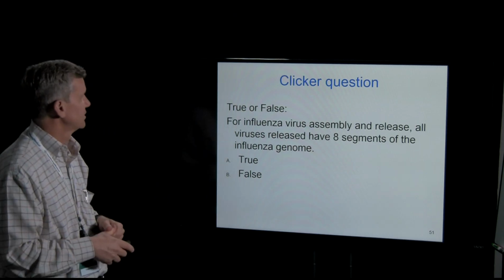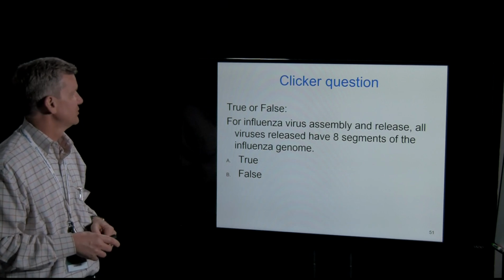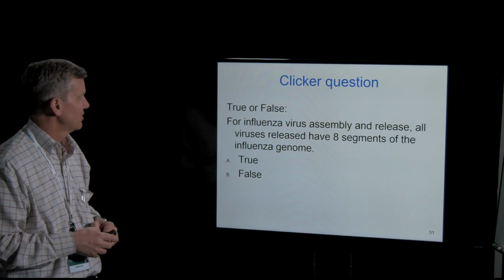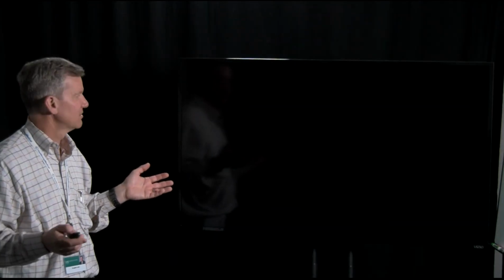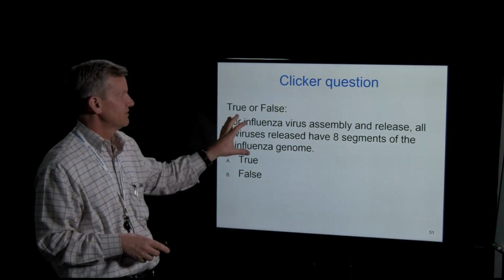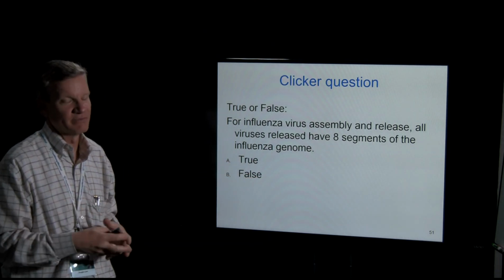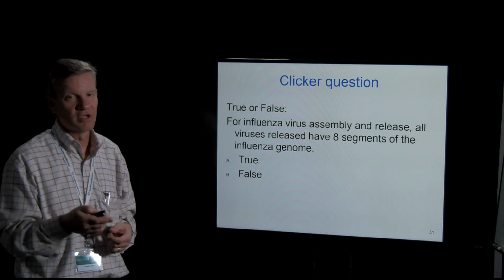Okay, so here's a clicker question. True or false, for influenza virus assembly and release, all viruses released have 8 segments of the influenza genome. Think about that for a second, pause the video, and that is false, because the influenza virus doesn't care if it picks up 8 segments. It just hopes that it has 8 segments, and it hopes that it has the correct 8 segments so that it can be a productive infection.